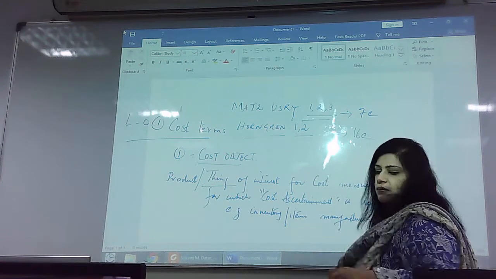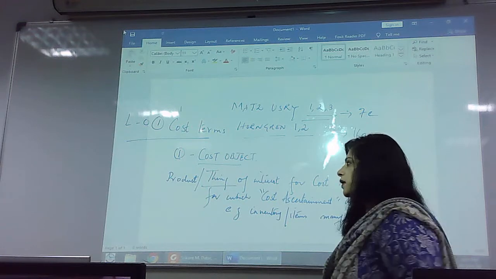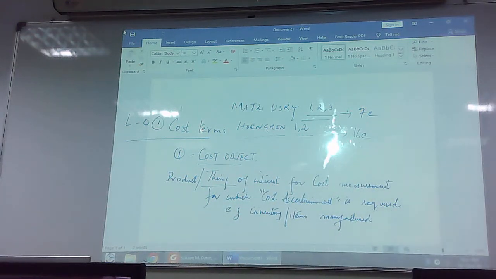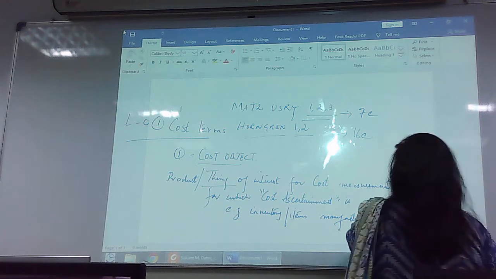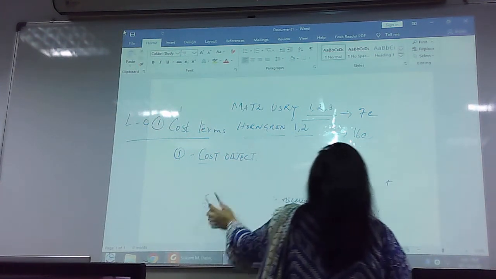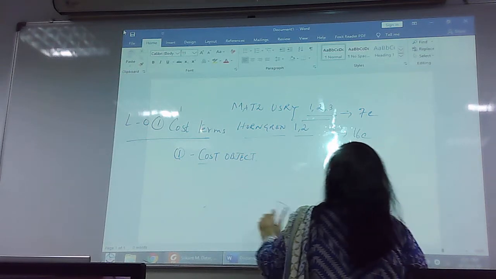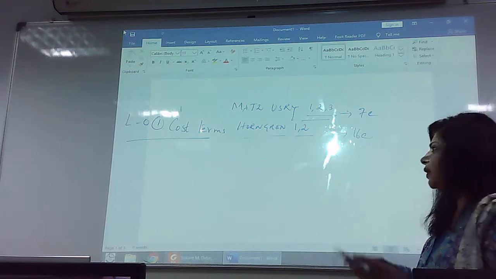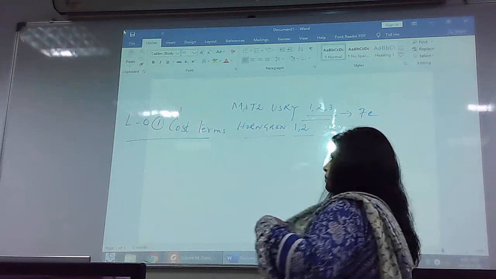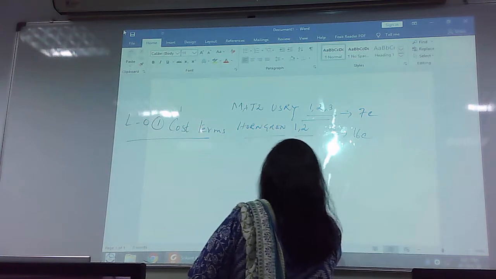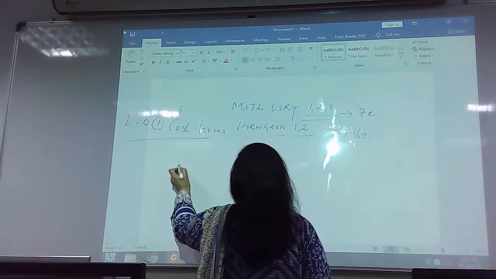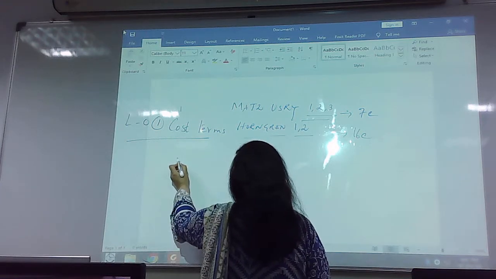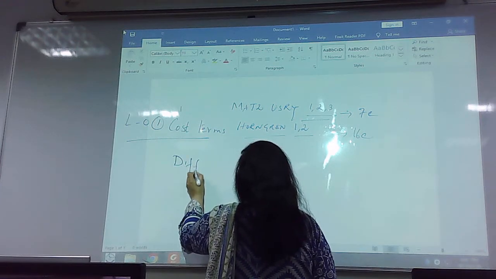After this, we have some types of costs, a few that we did, and I have to rub this off. So the first thing was cost object. Then we have this term cost ascertainment, which is just the process of measuring the cost. Then there are a number of types of costs that we are interested in. So first is the differential costs.